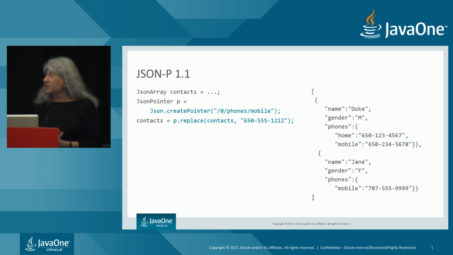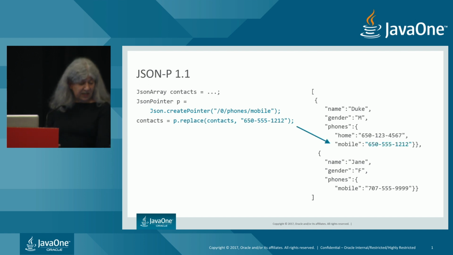So here's our document again. This time I'm going to use the replace method of JSON Pointer to transform the document. And I do so in the obvious way, replacing the value of the first element of the document with a new mobile phone.